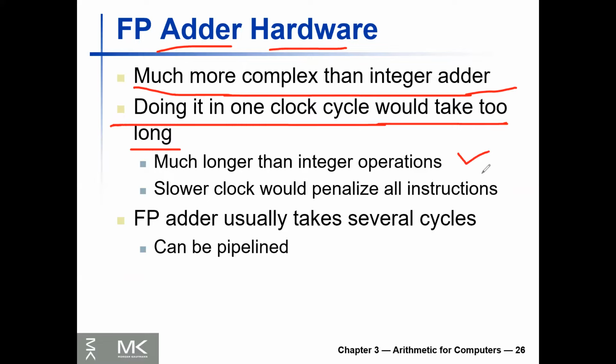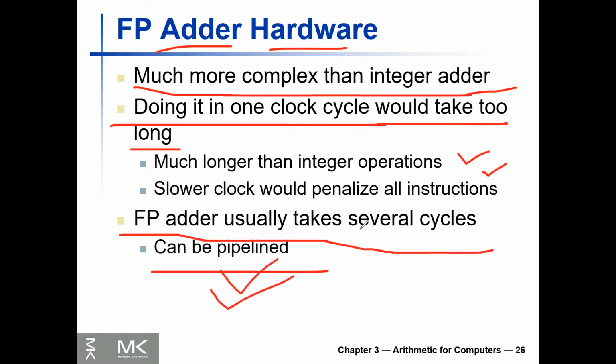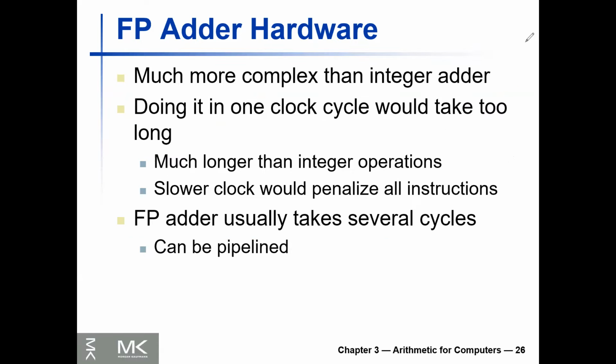A slower clock would penalize all instructions. Yani if the clock size is very long, it means it is taking too much time. Because the clock is slow, it will take more time, and it will also penalize other instructions which can finish early, but because of the common clock, which is slower, will also penalize the other instructions which can complete in a short time. So a floating point adder usually takes several cycles and can be pipelined. So we can have some pipeline there, any parallel operations, in order to make it fast.